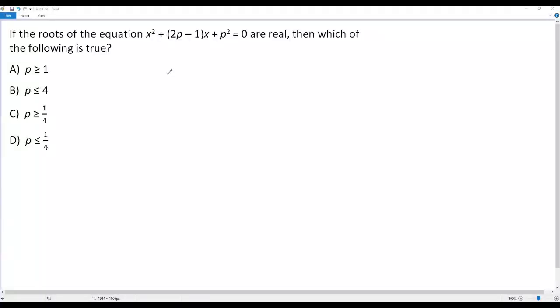Here we have a problem on quadratic equation. Okay, let's go to the information. If the roots of the equation x² + (2p − 1)x + p² = 0 are real, then which of the following is true?